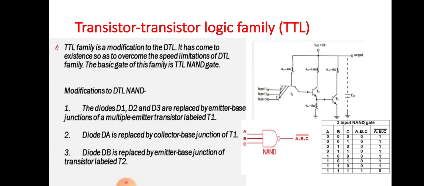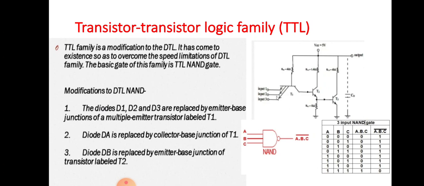Okay, so as we have seen previously, that is DTL, diode transistor logic, it was used to design the NAND gate. So for the 3-input NAND gate we have seen the circuit diagram. Now the TTL is also a modification, or we can say it is similar to DTL, but it is invented only for the speed, as the DTL was having some speed limitations. So for that improvement we have introduced the TTL. The modifications to DTL NAND.